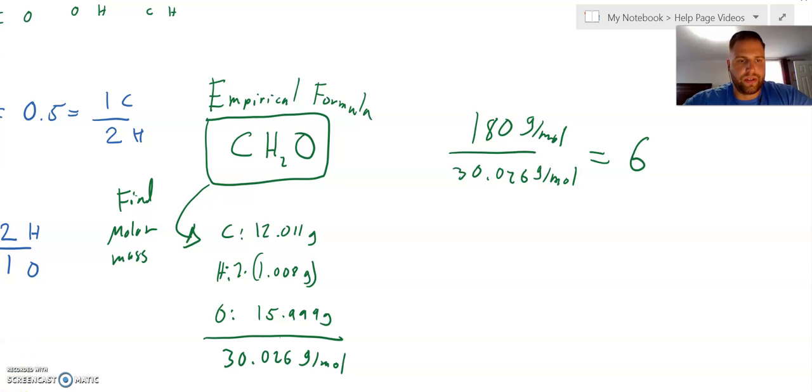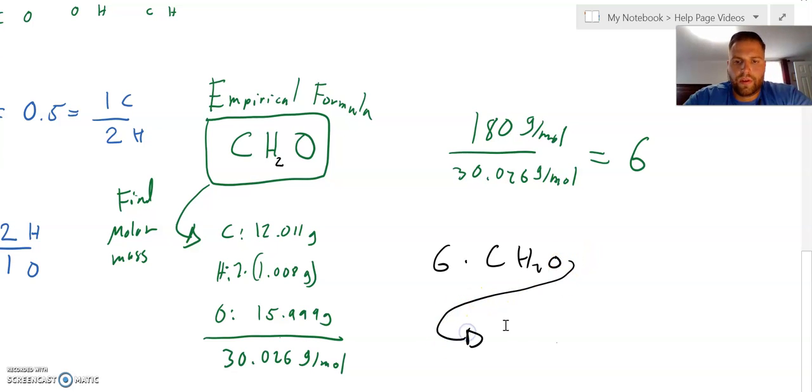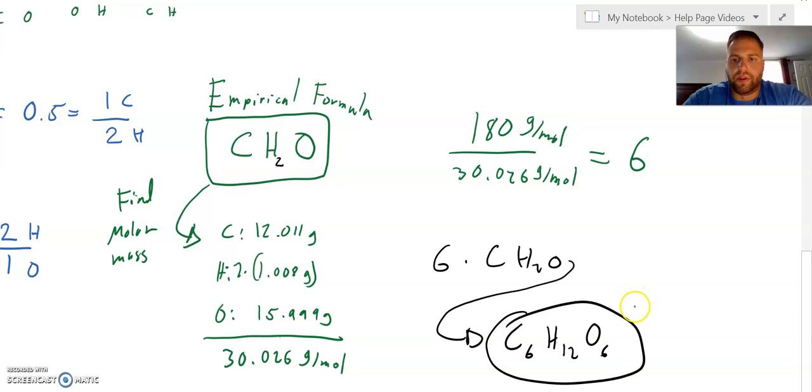And here's what this 6 means. I will take this 6 and multiply the subscripts, okay? So these are the subscripts here of the empirical formula. So carbon has a 1, we don't write it. Hydrogen 2, and then oxygen 1, and then it's a done deal. So let's go ahead and do that. So 6 times CH2O will give us C6H12O6, and that is your final answer. That is the molecular formula.